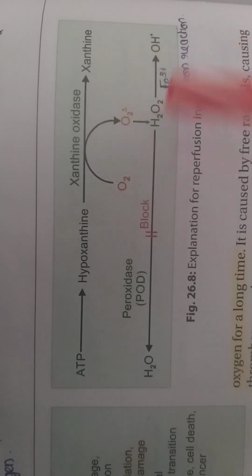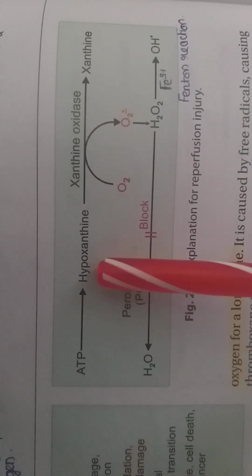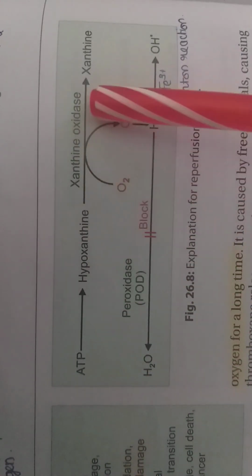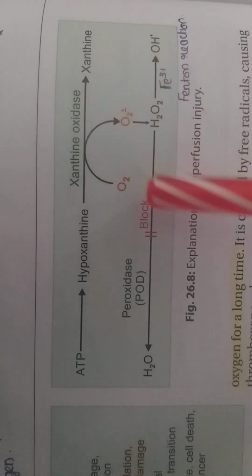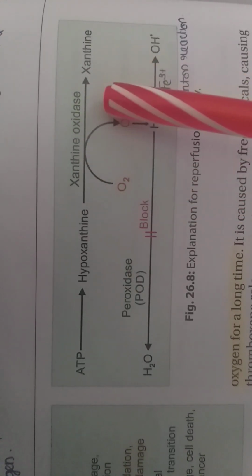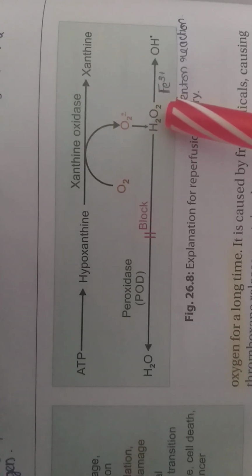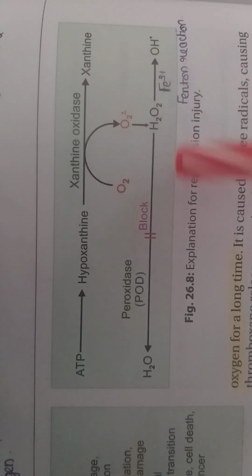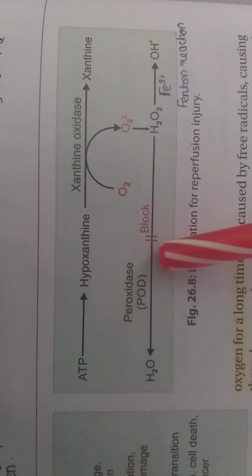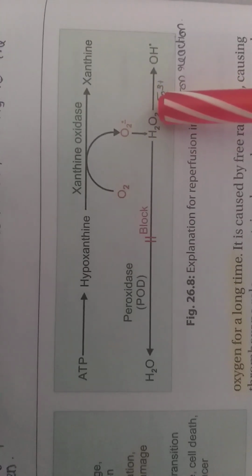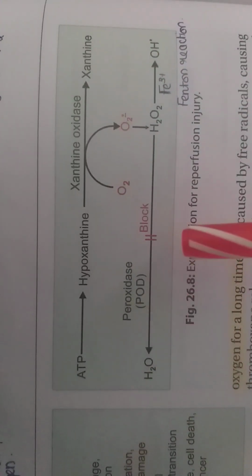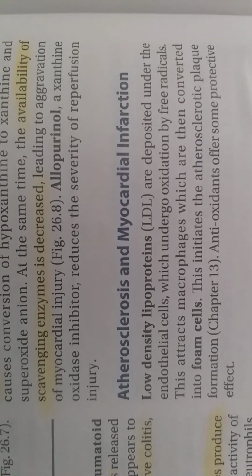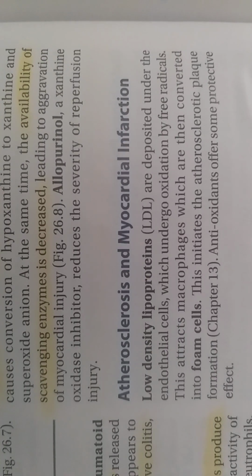This takes place when there is reperfusion, that is, when blood flow is regained after myocardial ischemia. There will be increased xanthine oxidase activity and more superoxide anion free radicals are formed, leading to further increased production of hydrogen peroxide. One thing to note is that during this period there will be a decrease in the amount of scavenging enzymes, such as glutathione peroxidase or catalase, that convert hydrogen peroxide back to water.